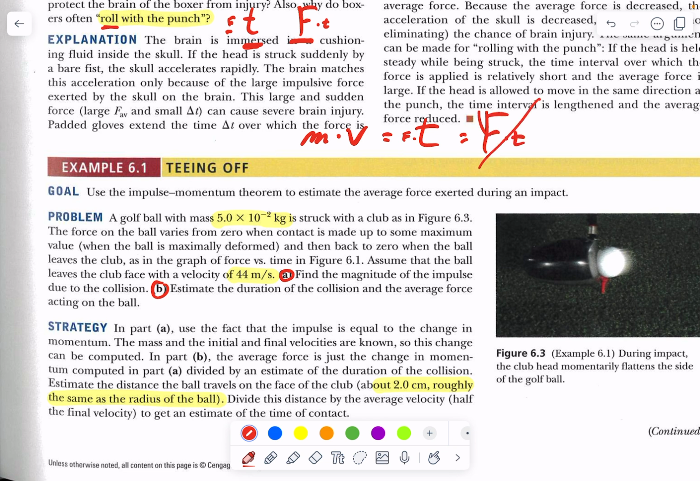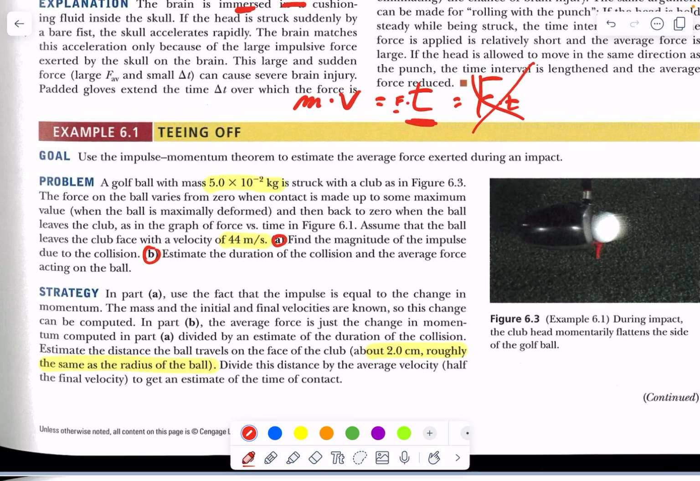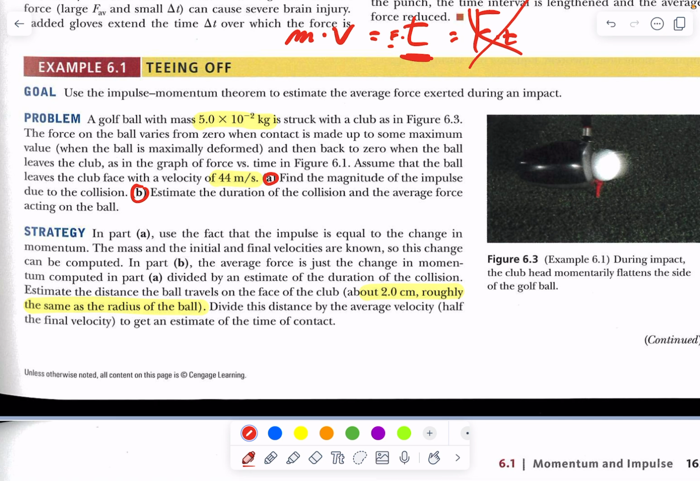So we try to reduce the amount of force by increasing the amount of time that the head is in contact with whatever the object is that's stopping it. So if we take a look at this golf club, here's this golf club right here. Looks like a driver by its shape, and it's in contact with a golf ball. The golf ball has a certain mass, and we're going to assume that the ball leaves the club face at a speed of 44 meters per second. So you'd have to have some way of measuring that.